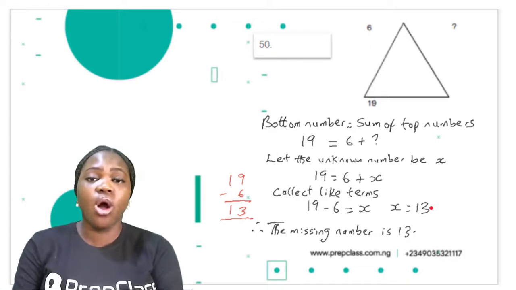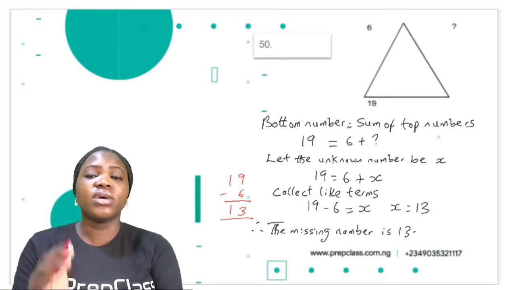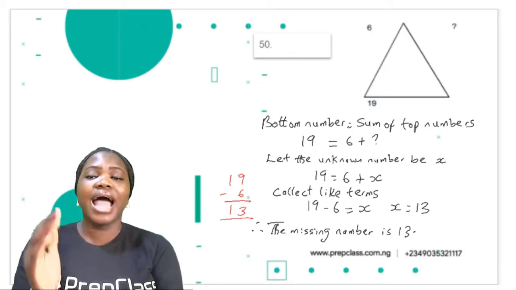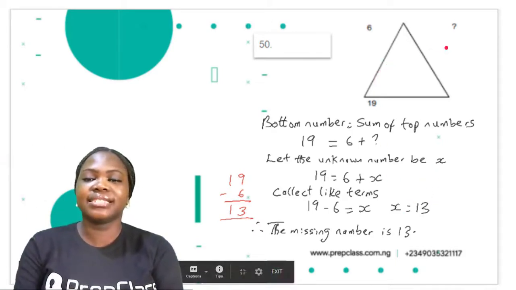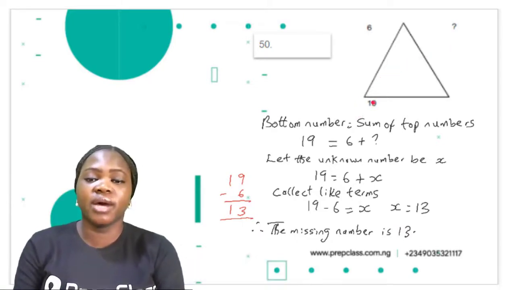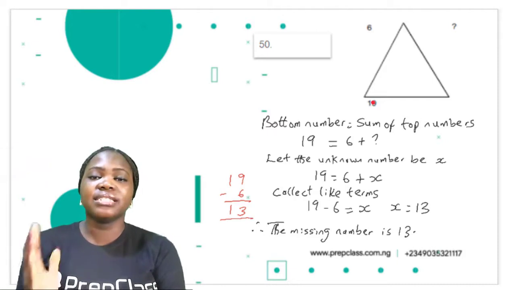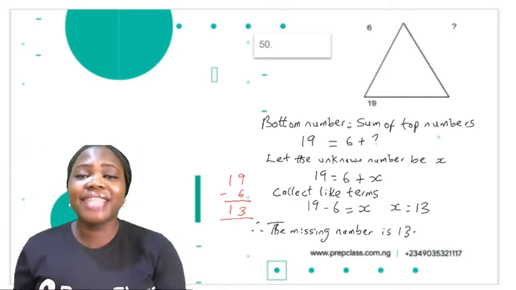For us to be sure that our answer is correct, we know that from the samples, the bottom number is gotten from adding the top numbers. So let's add 6 and 13. 6 plus 13 would give 19, which is the bottom number. So this confirms that our answer is correct. So the missing number is 13.